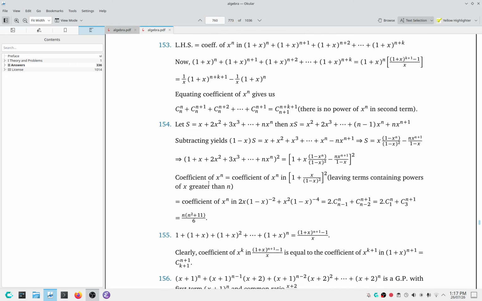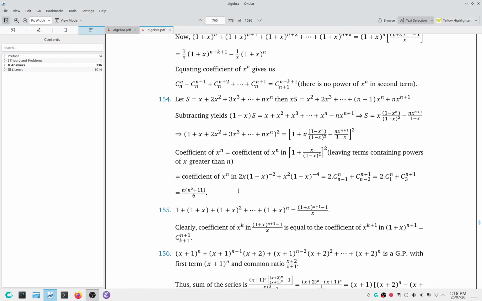Now we need the coefficient of x^n, which is equal to the coefficient of x^n in ((1 + x)/(1 − x)²)², leaving terms containing powers of x greater than n. So the coefficient of x^n in (1 − x)^(−2) + 2x(1 − x)^(−2) + x²(1 − x)^(−4) is equal to 2 times nCn−1 + n+1Cn−2, which you solve and you will arrive at n(n² + 11)/6.